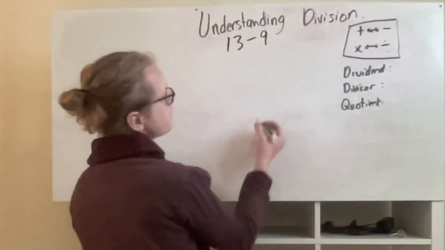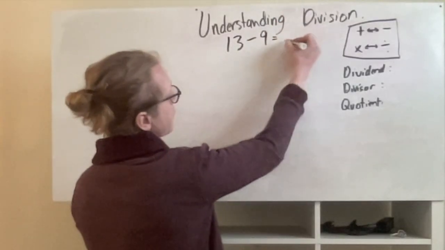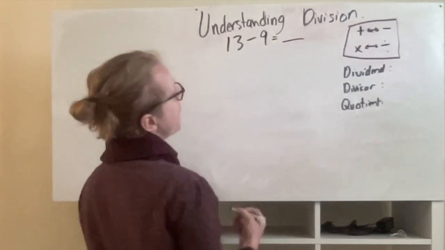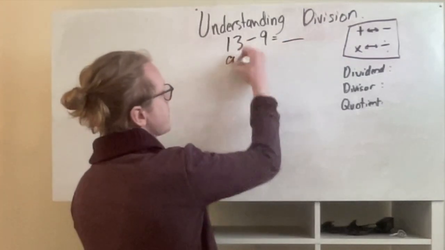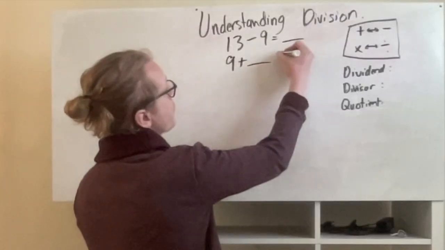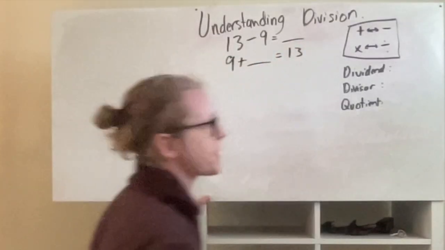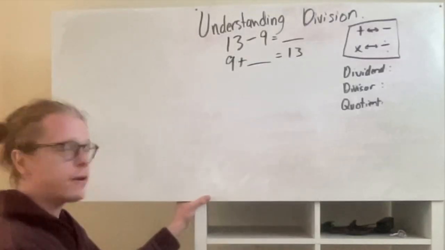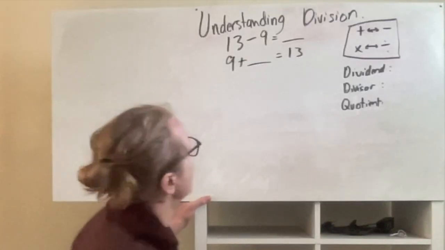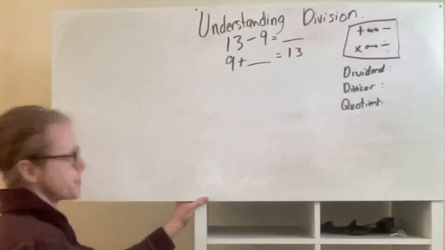We talked about if we have a problem like 13 minus 9, okay, we could think about it as 9 plus how many more is going to get me 13. Okay, so addition and subtraction are opposites of one another and they're related. It's the same with multiplication and division.